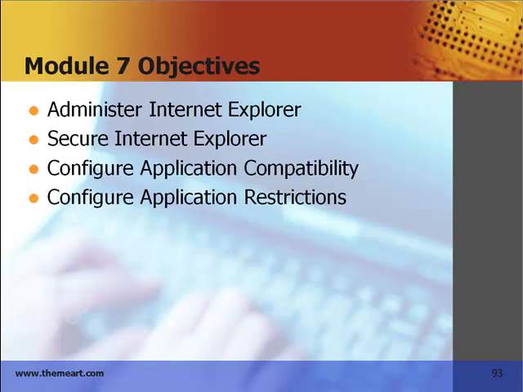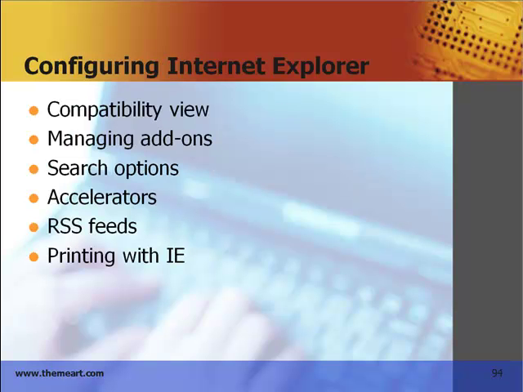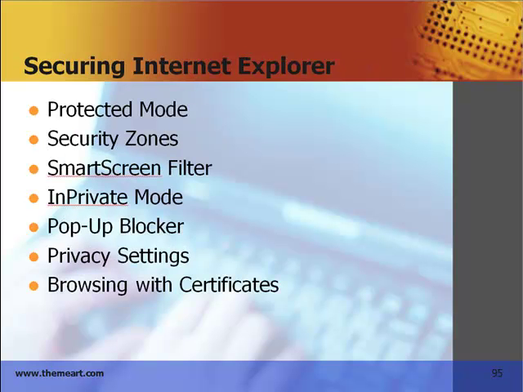Module 7, we spoke primarily about Internet Explorer. Maybe not our favorite browser, but certainly Microsoft's browser, so we need to be aware of what our options are for administering and maintaining that. Read over these different options of views, the search options, the accelerators, the RSS feeds. Know that the printing has been improved with IE 8 and 9. Look over the security. I know there's a few questions that deal with security for Internet Explorer. So take a look at the zones, the protected mode, InPrivate filtering, InPrivate browsing, pop-up blocker.